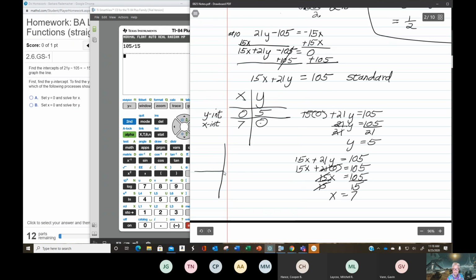if I can do one of my really bad graphs, is this. 1, 2, 3, 4, 5, 6, 7 on the x-axis. That's the x-intercept. (0, 5) is 1, 2, 3, 4, 5. That's the y-intercept, and these 2 points, well, we already have the equation of the line. 15x plus 21y equals 105 is the equation of that line right there.